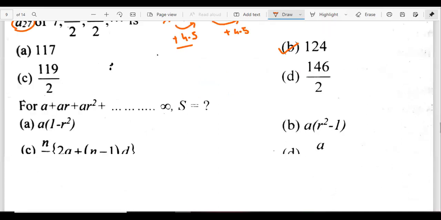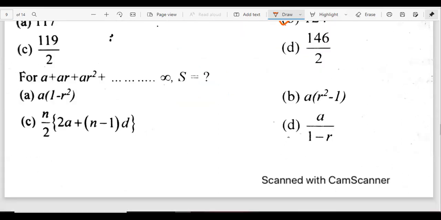All right. Next, a plus ar plus ar squared. Now, this is a geometric sequence that is being added, so we call these a series. The only difference between a sequence and a series is that when the terms are added, we call it a series. Here we are basically finding the sum till infinity because the terms go on infinitely.